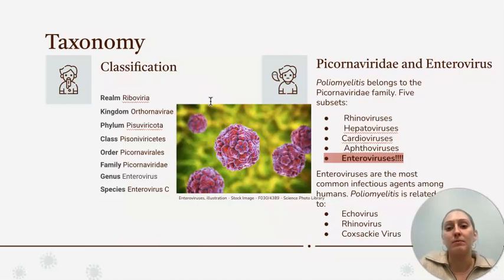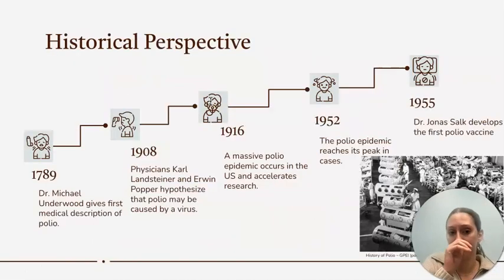So a little on the taxonomy. Poliomyelitis belongs to the Picornaviridae family, and there are 5 subsets of this, one of which being enteroviruses, to which poliovirus belongs. Enteroviruses are the most common infectious agents among humans, and some of the viruses that fall into this category besides poliovirus are echovirus, rhinovirus, and Coxsackie virus.